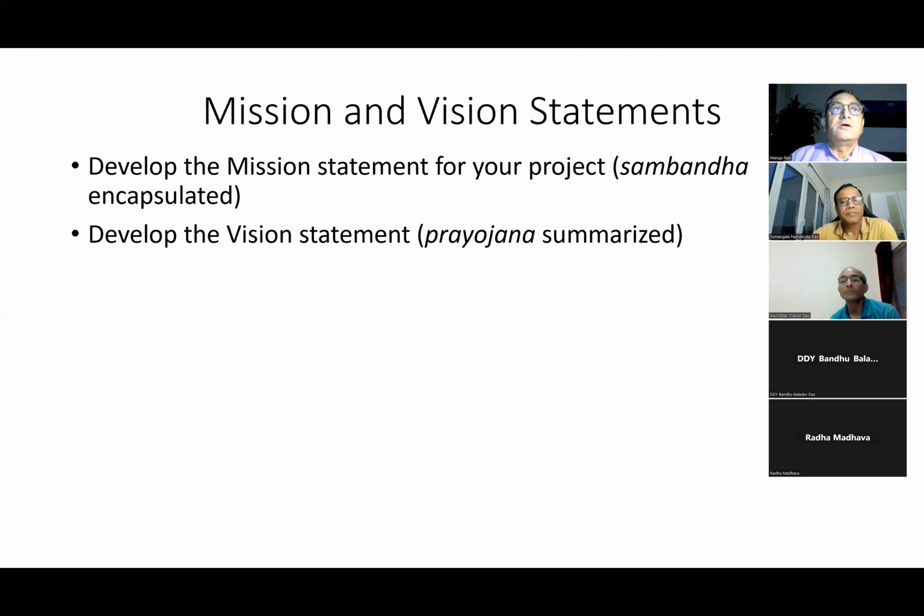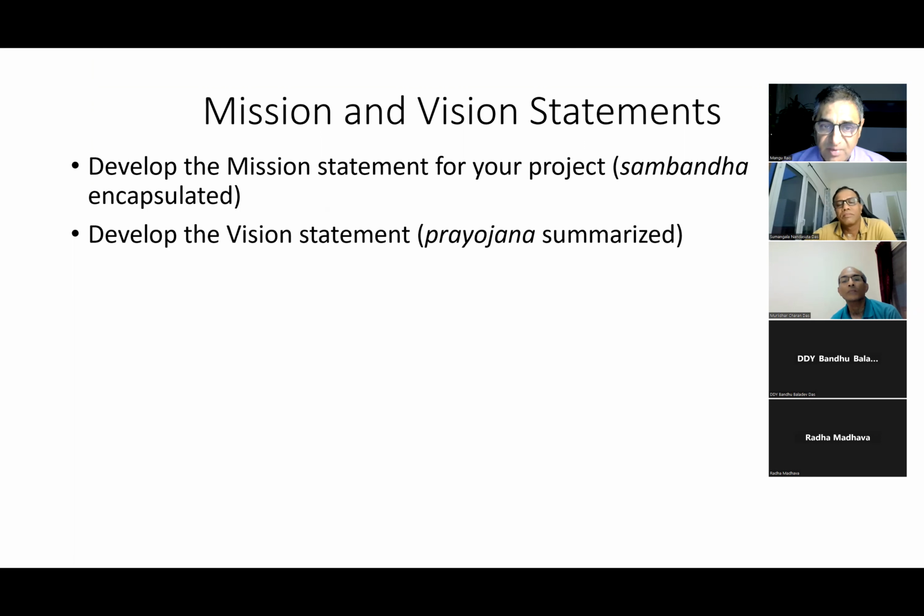Okay. So when we are talking about mission and vision, these are typically material words that are used on the corporate side also, right? How do we Krishnaize those things? How do we dovetail those words and activities that we do towards the service of Krishna?